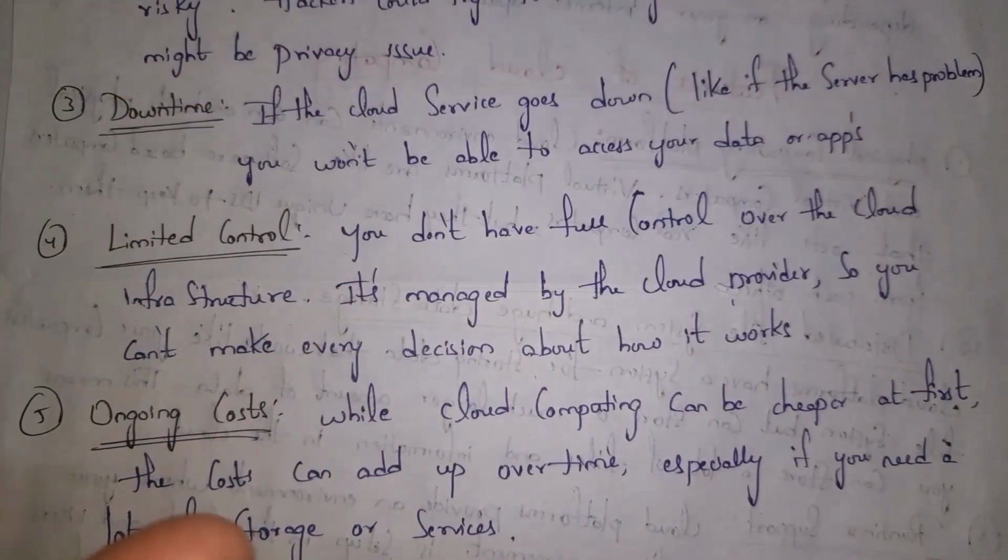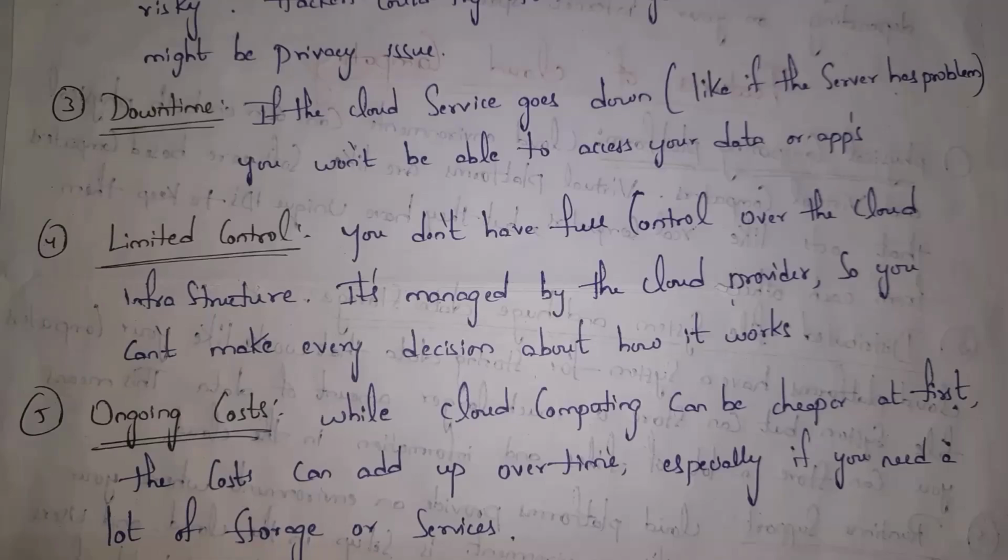Whatever servers you are using in cloud, all those servers are present in the company's location. So if there is any problem to that server, you cannot access your data or software. And fourth one is limited control. Guys, cloud is completely managed by cloud providers like AWS, Google, Microsoft Azure, etc. So you don't have complete control over cloud infrastructure.